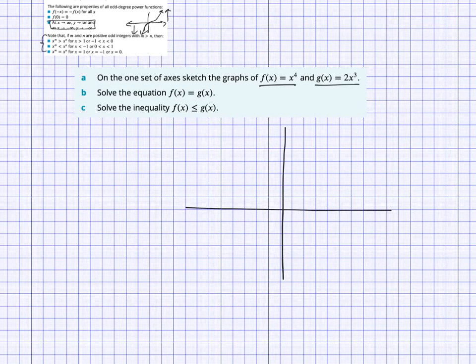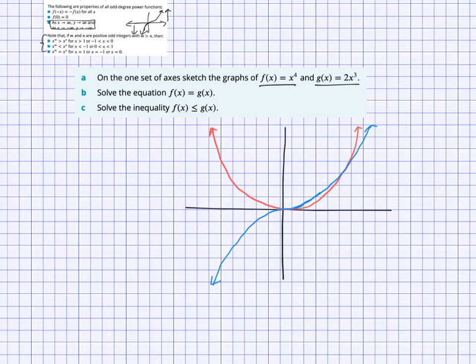2x cubed. So obviously one of them is going to look like a parabola with a flat bottom going like this. The other one is going to look like a cubic, and the 2 has dilated it. So it's going to go across, start down here, go up here, and then cut outside like that.